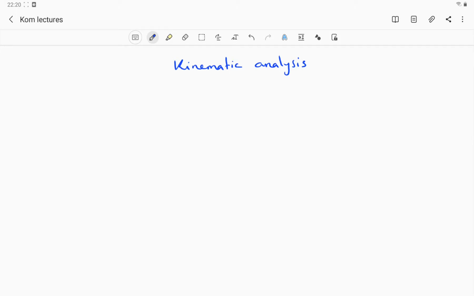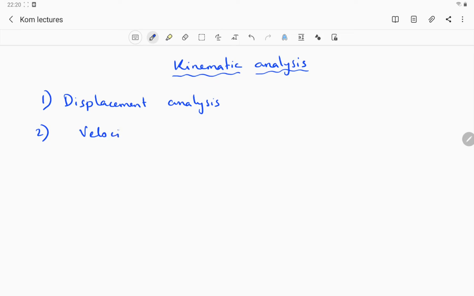From now on, we will discuss what is known as kinematic analysis. Under this title, we will discuss three topics. One is displacement analysis. The second one is velocity analysis, and the third one is acceleration analysis.